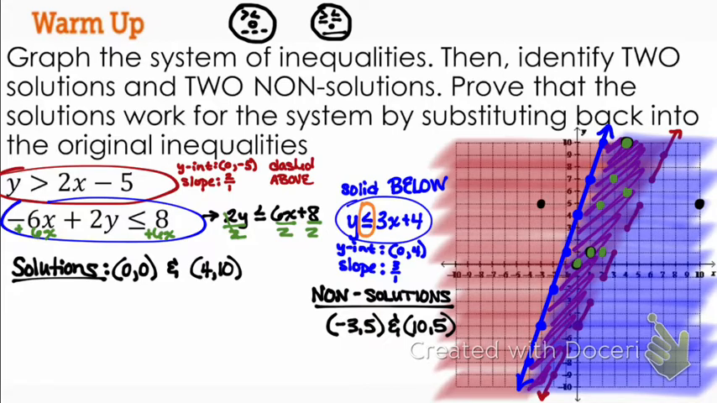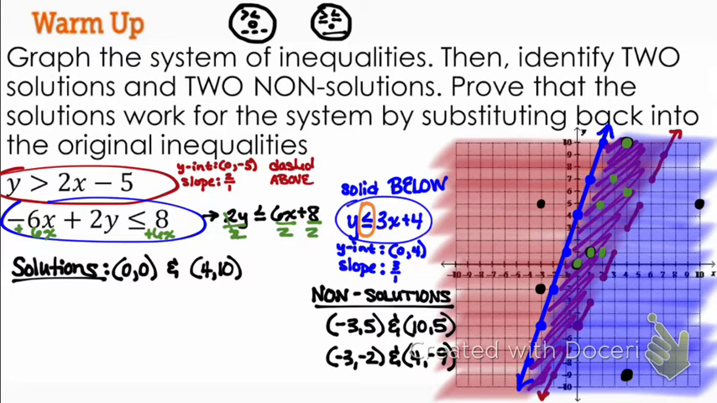Can you guys give me another example of a non-solution? -3, -2 would be a non-solution. Where else would be a non-solution? 4, -9. That one's shaded only blue, but not both. These are all non-solutions, so I'm going to write those down. -3, -2. -9. Any of those would be valid answers for non-solutions.